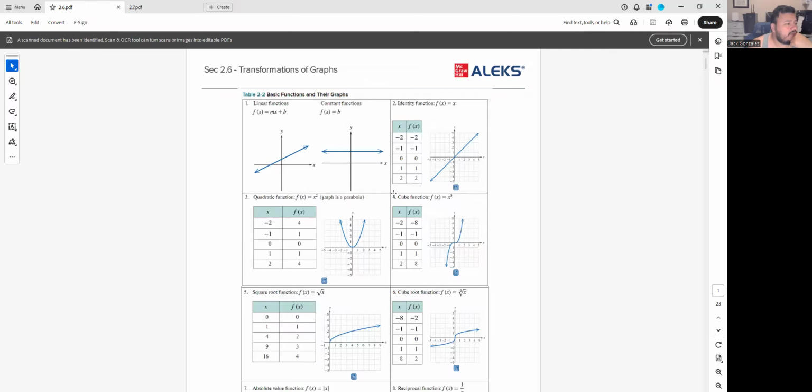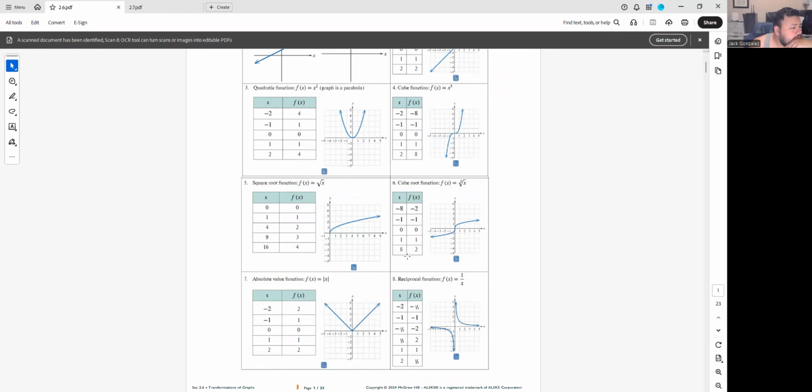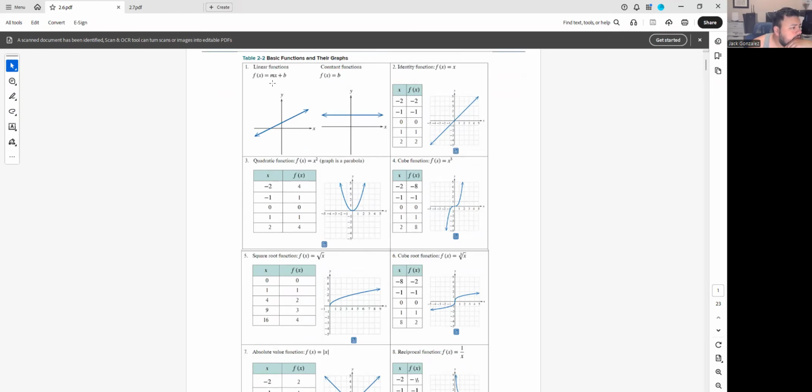Score 2.6. It's basically just graphing. It's nothing crazy, but what I want you to know or have these printed out somewhere are the parent functions. Linear functions always have a slope, and if it doesn't, then it's a constant function, so it'll be horizontal. So y equal to a number or f of x equal to a number, a constant, hence constant function.